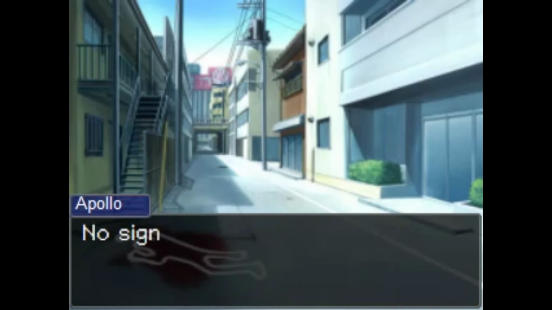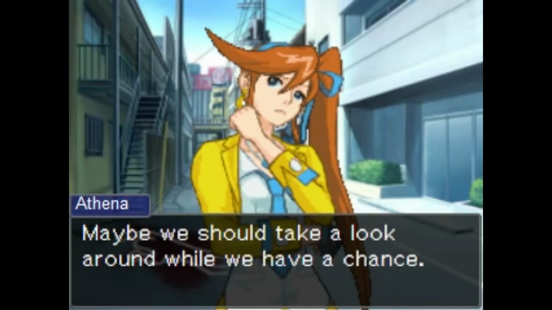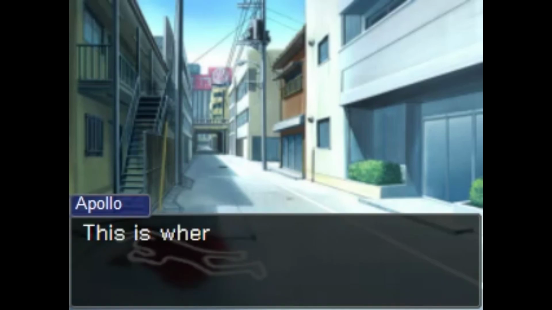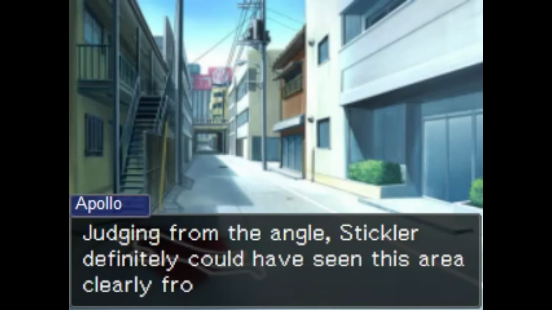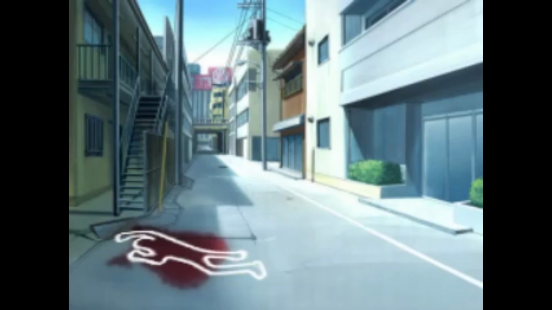Investigation team's out here again today. No sign of Emma, though. We should take a look around when we have the chance. That's where the body was found. I don't know the angle. Stickler definitely could have seen this area clearly from his office. It's not a matter of that other alleyway off to the side.